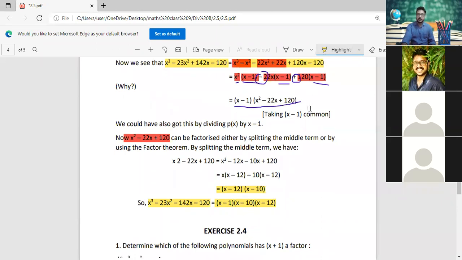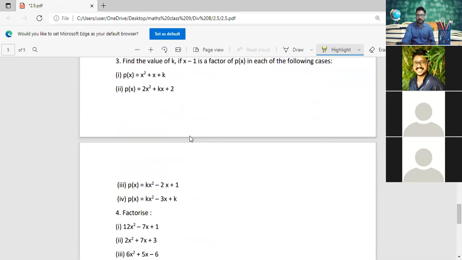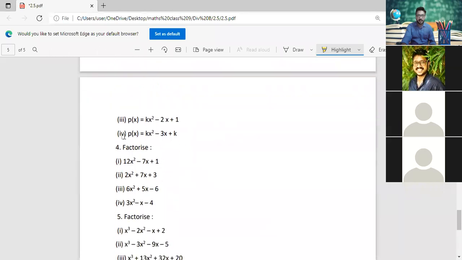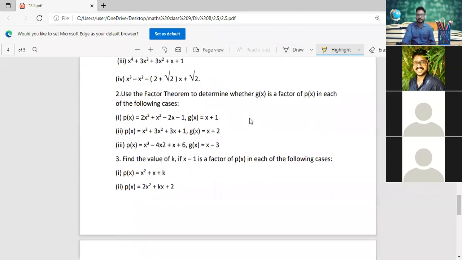Okay. Now you can try to solve the exercise. I think some of you have written till exercise 3. I have given that as homework earlier, I think. Sir, exercise 2.4 is also completed. The whole exercise is completed. Okay, very good. For those students who have not completed, you can complete this now.